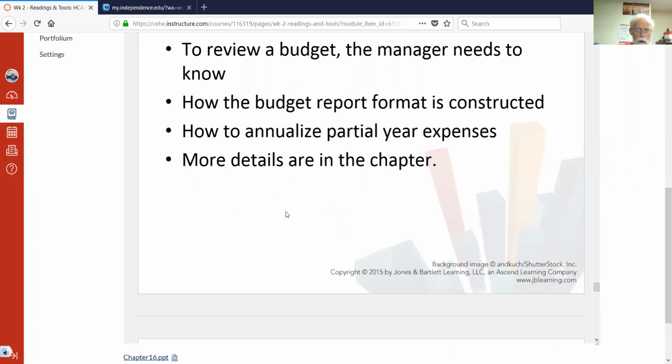So if you are further up the line, you're going to be reviewing the budgets. So you need to know how they're constructed, and you need to be able to annualize partial year expenses. Now, if you're looking at budget reviews on a quarterly basis, say, and you look at it and say, well, we've spent this much, so how much does that translate into for the full year? We're midway through and we've spent 60% of our budget.